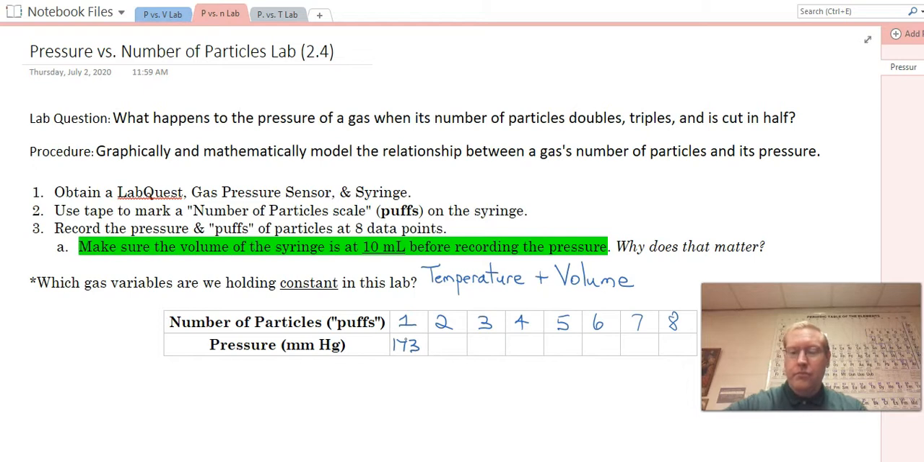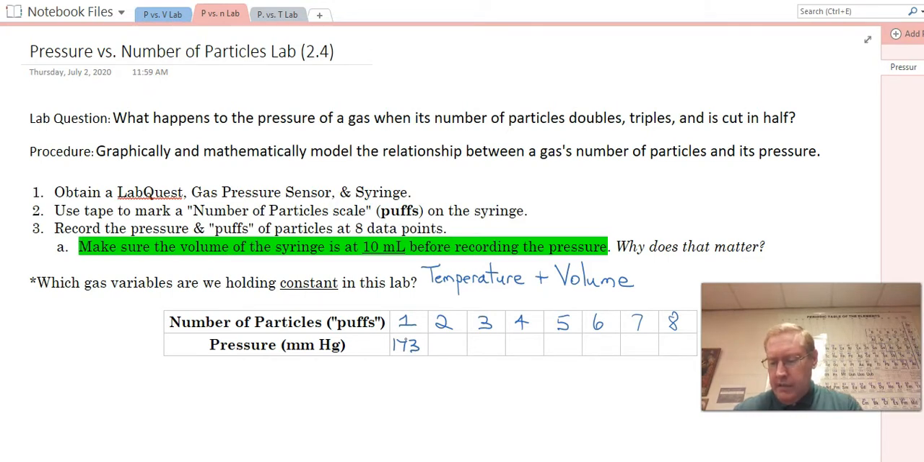Now, what I need to do, remember, I only had 1 puff in here to begin with, right? I actually need to disconnect my syringe, and I need to refill it now so that it's filled to the 2 puff line. Okay, and I just did that. I filled it up now so it's at the 2 puff mark. Now I can reattach it to my gas pressure sensor. Good. Once again, I have to adjust the plunger so it's at 10 milliliters. I always want to keep that volume the same.